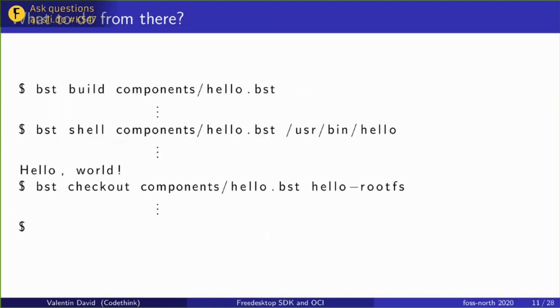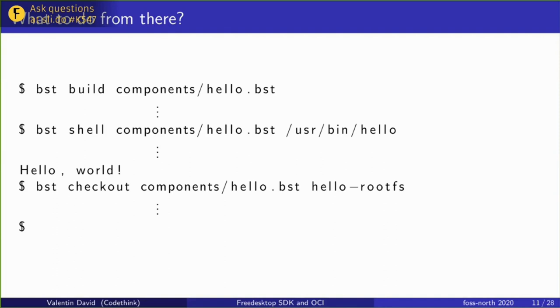And if we want to build this element, we can just call bst build with the name of the element. There will be lots of things that will happen, but it will be built in containers. It will also try to get all the dependencies from the cache servers. If it doesn't find them, it will build them for you. So it will just do everything at once. You don't have to worry too much.